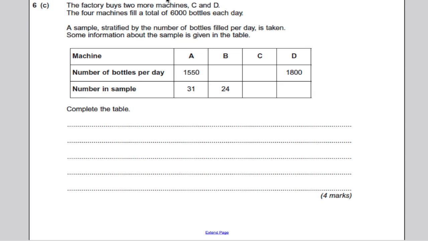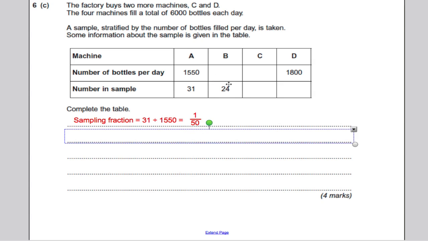Okay, so it says a factory buys 2 more machines, C and D, and 4 of the machines fill a total of 6,000 bottles each day. The sample stratified by number of bottles filled per day is taken. Some of the information about the sample is given below, so there we go. We're asked to complete the table. I would like to know what the sampling fraction was. So if I do 31 divided by 1550, that will tell me the sampling fraction was 1/50th. Now that makes life a lot easier to work out how many bottles from each one. If I do 24 multiplied by 50, that will give me the number of bottles from B.